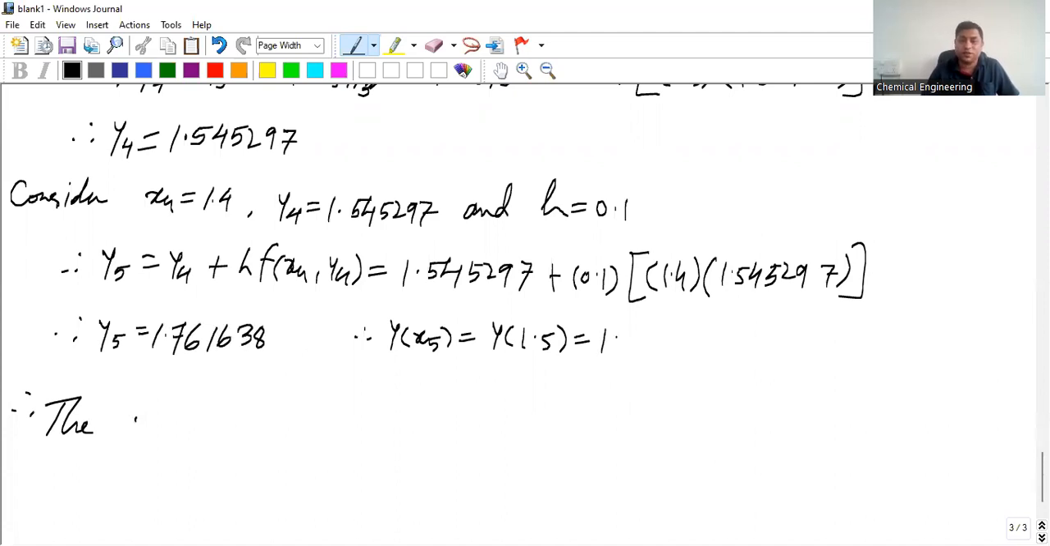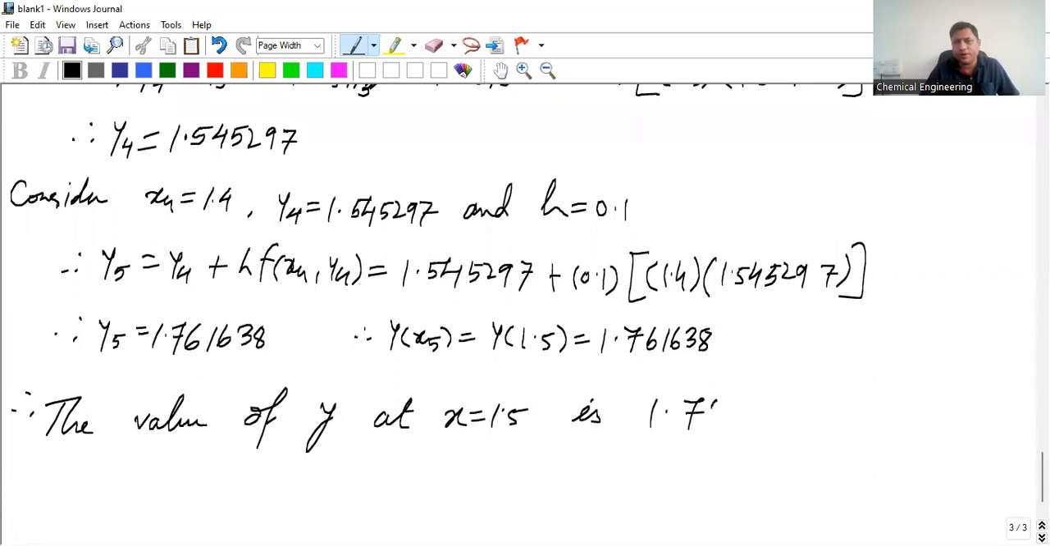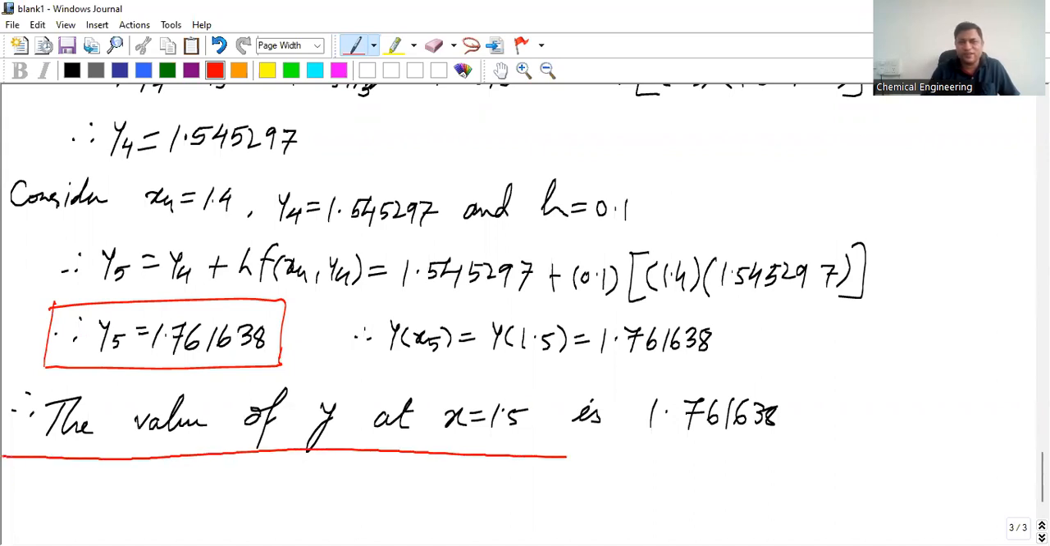Okay. So please, others, please verify this value. So 1.7616. Yes, sir, I'm getting the same value. Okay, that's good. So we can say the value of y at x equal to 1.5 is 1.7616. So this is the final answer. That's how we are able to use Euler's method to get the value.